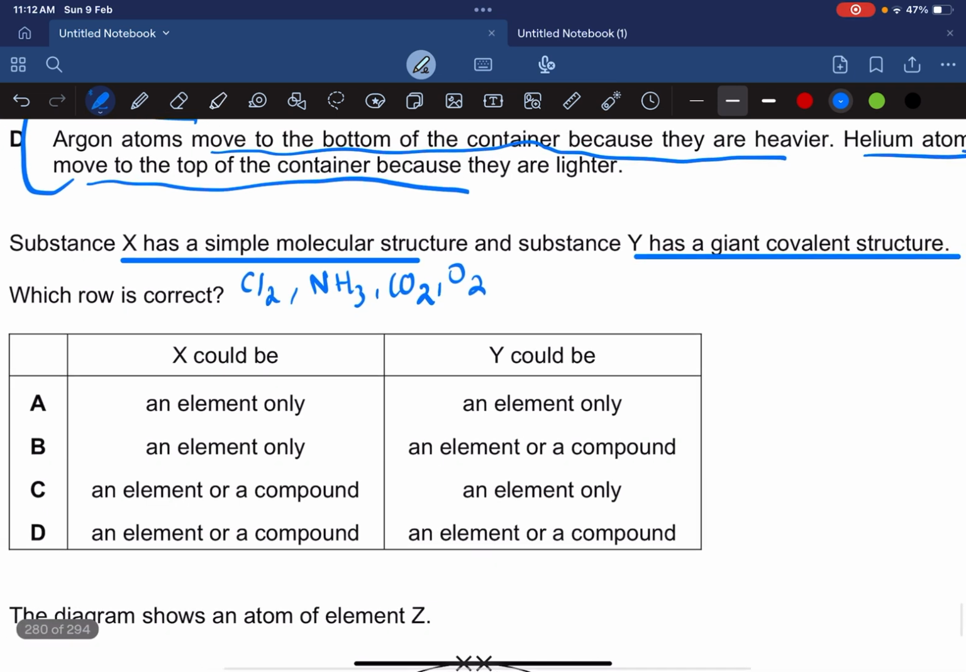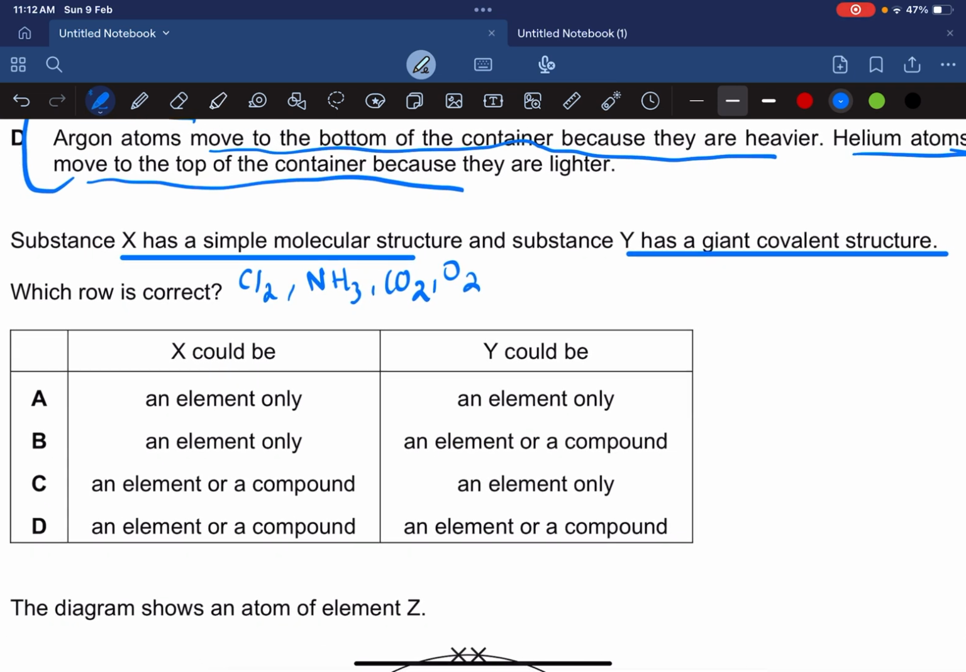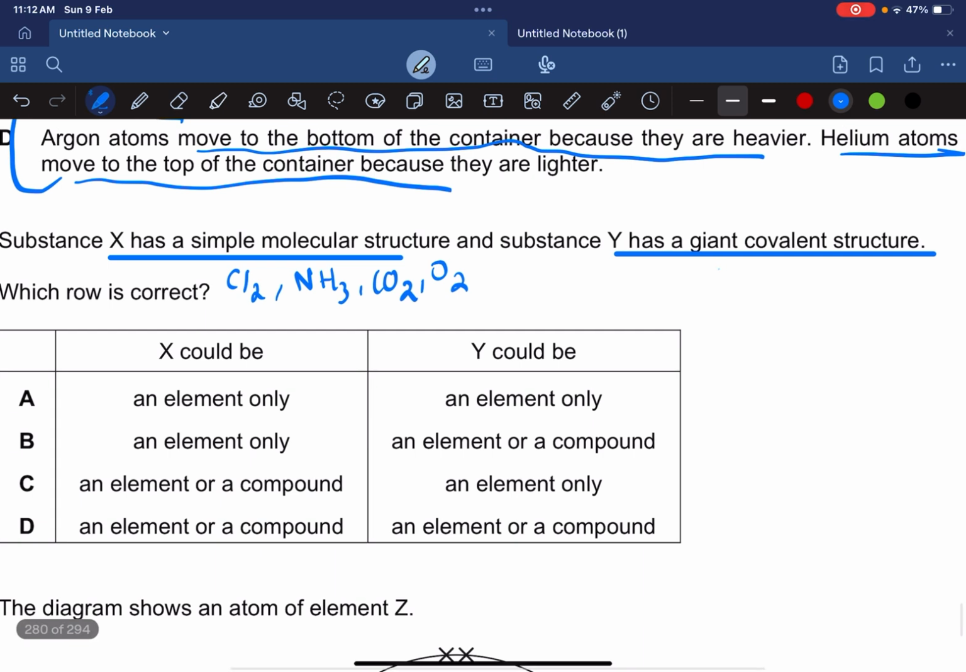The next one is Y has a giant covalent structure. When I think of giant covalent structure, what really comes in my mind is graphite, then diamond, and the third thing that comes is silicon dioxide, probably because these three are the examples I've studied in the syllabus, so that's all what comes in my mind. Okay, diamond is carbon, pure carbon.